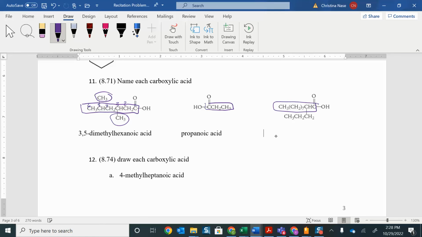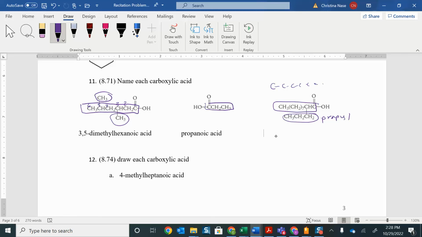I could check the other direction, 1, 2, 3, 4, 5. That doesn't help. So this is going to be my substituent. That is a propyl. Propyl has 3 carbons in it. So this 7, if you wanted to draw that out, you would have CH3 and then 7 of these, and so on and so on. So I have 1, 2, 7, 8, 9, 10.